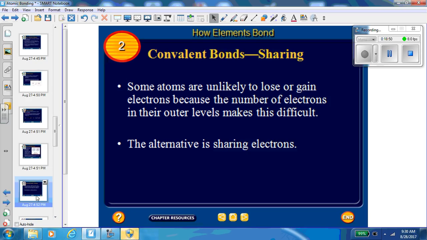All right, let's switch gears here and talk about covalent bonding, which is the sharing of electrons. And this is misspelled here. I'm going to scratch that out. This is called a covalent bond.